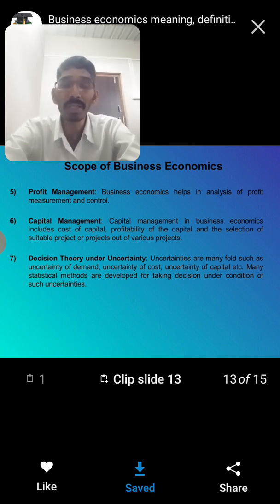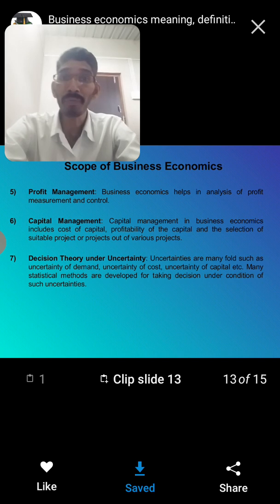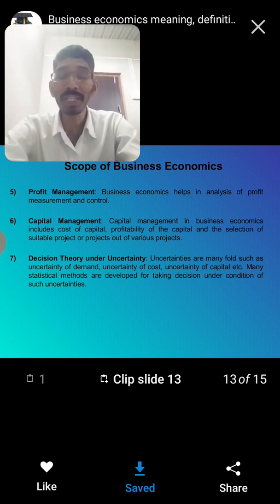How can we adapt the profit techniques to gain more profit? That is one of the important parts of profit management in business economics. Then the last one, decision theory and uncertainties.